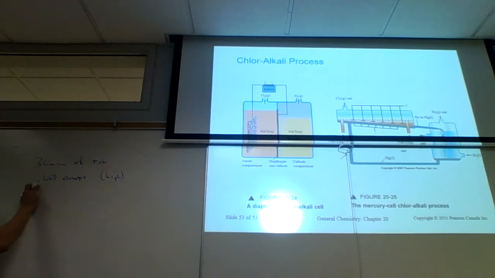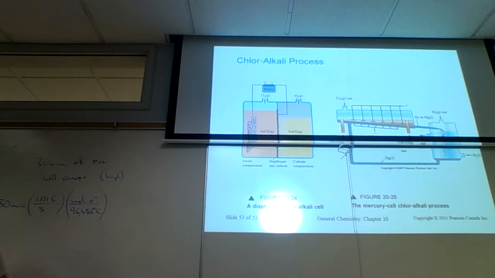Well, anyway, let's say 30 minutes of 1.01 amps, and so we just use dimensional analysis. 30 minutes of reaction at 1.01 coulombs of charge per second, and then we know that 1 mole of electrons is 96,485 coulombs, according to Faraday. And so this tells us how many moles of electrons.